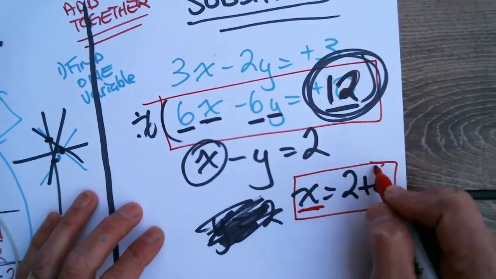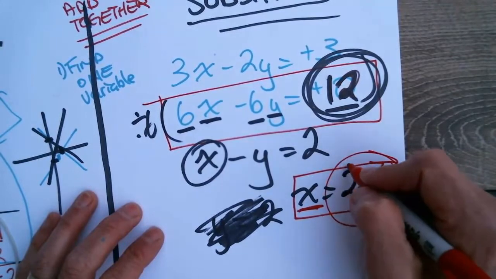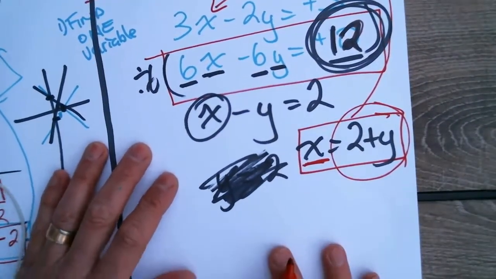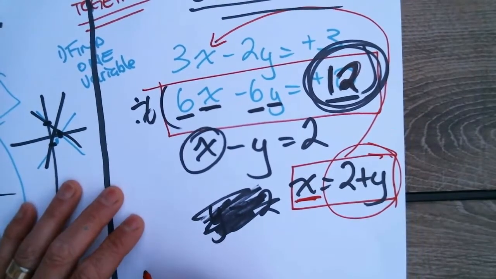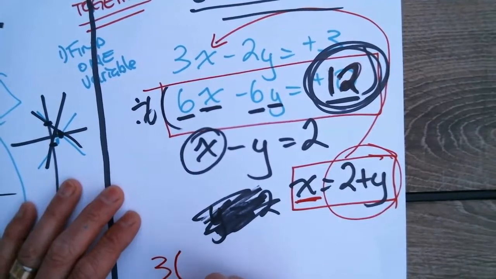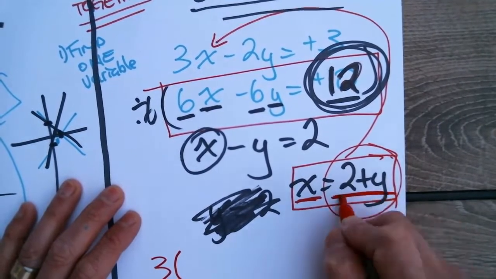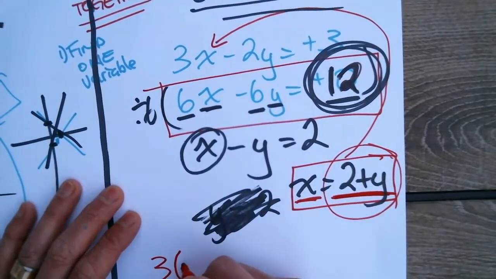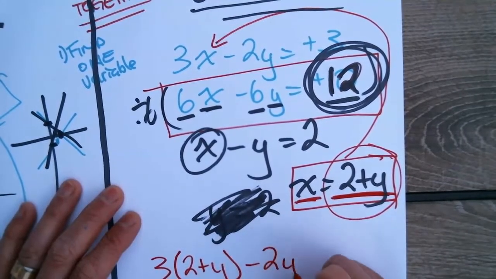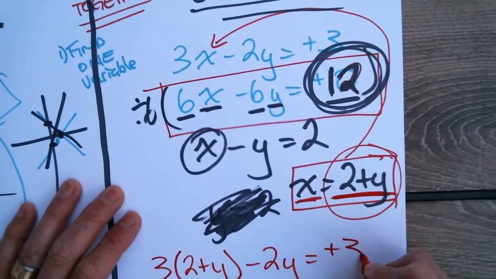So now what we're going to do is take this answer and plug it back in for x in our first equation. So our equation reads 3x minus 2y equals positive 3. I'm going to take 3 and now I'm going to insert this answer that we found. So it's 2 plus y minus 2y equals positive 3.